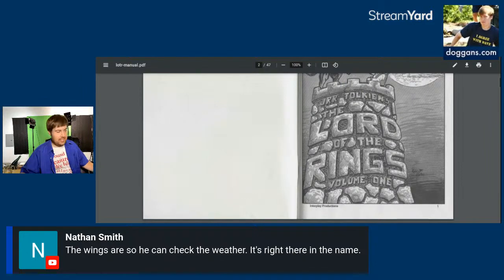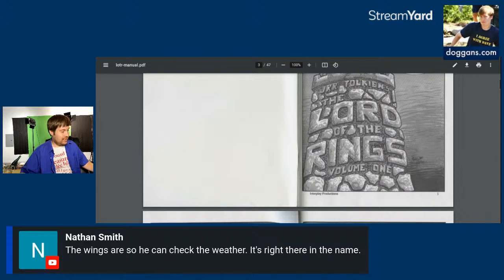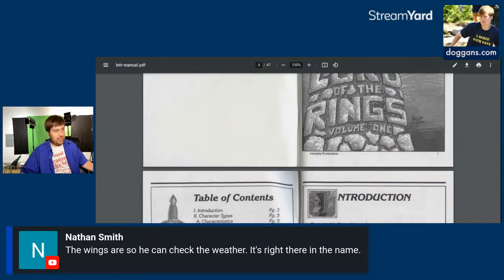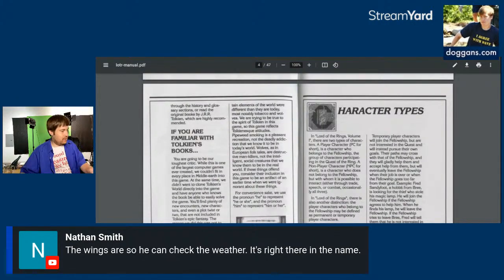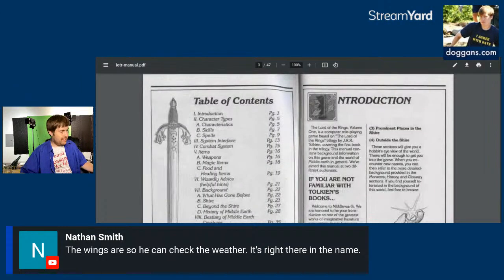So yes, let's go through this manual a little more. We won't read through the entire manual.